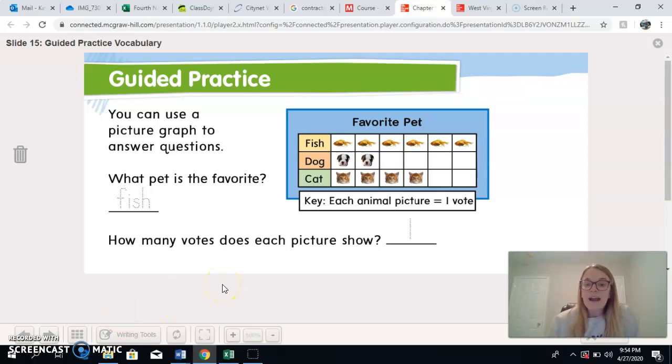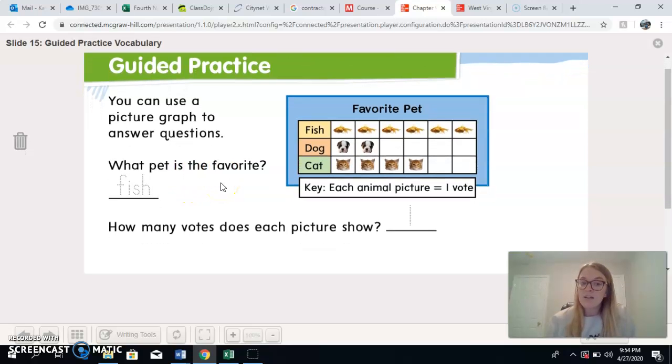Now we're going to be on guided practice, and it's 542. It's just the page right behind the one we just did. I'll read this to you. It says, you can use a picture graph to answer questions. What pet is the favorite? Well, the favorite would be the pet that has the most votes.